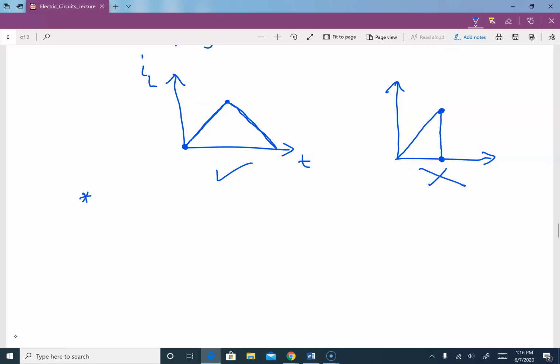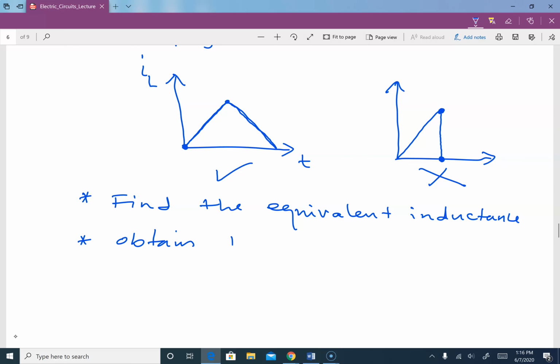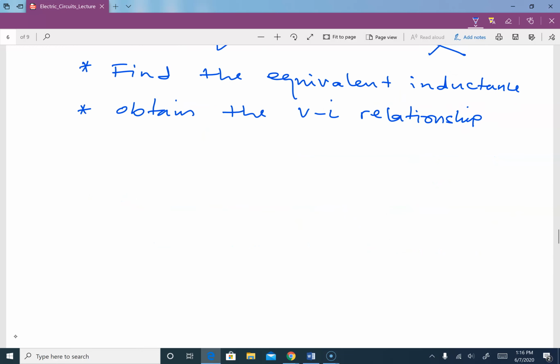And then if you know how to find the equivalent inductance, and then how to obtain the VI relationship, you will be in great shape for this lecture.